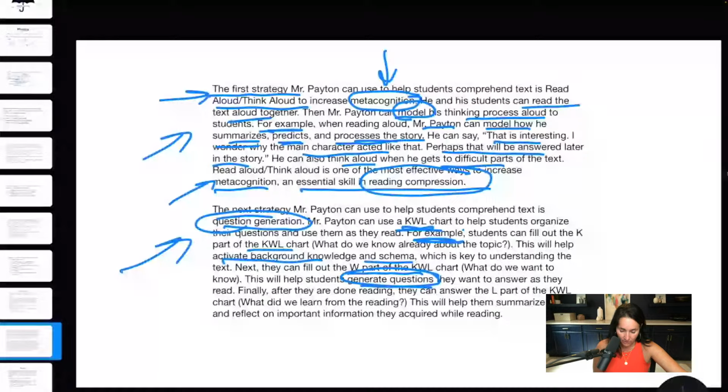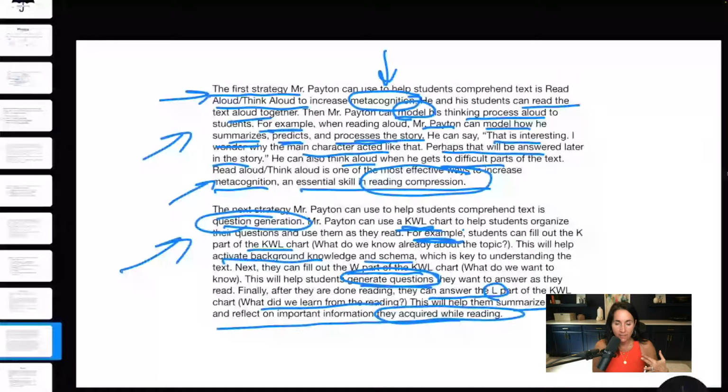Finally, after they are done reading, they can answer the L part. What did we learn by reading the text? This will help them summarize the text and reflect upon important information they acquire during reading. Okay, so I got the strategy, specific parts of the strategy, and the rationale. And this would definitely be a pass, okay? Simple language, giving some examples. You don't even have to go this in depth. These could probably be even shorter, but I just wanted to give you a number of ways to do it.